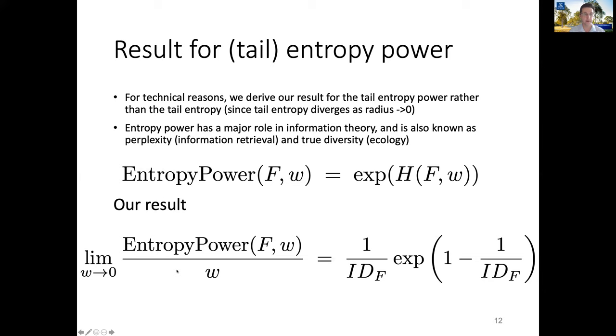In our paper, we provide the result that as the radius around the query goes to zero, if you normalize the entropy power by W, then you can actually show this is equal to something that only involves the intrinsic dimensionality of the neighborhood of the query, 1/d times the exponential of this expression. So we've got this quite interesting and rather nice relationship between entropy, or rather entropy power, and ID as W goes to zero.